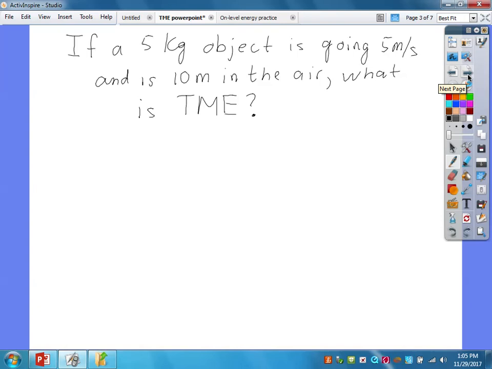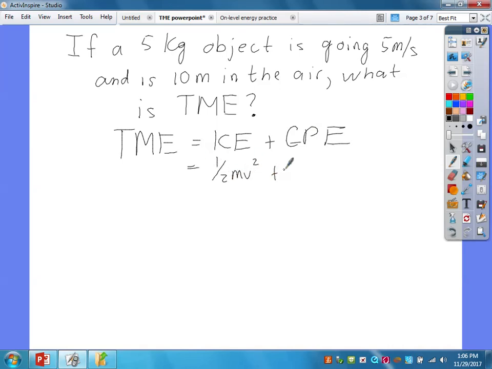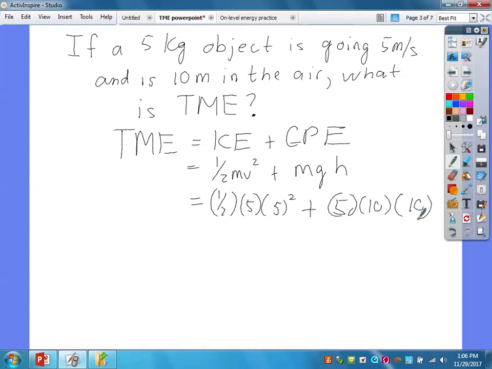So what if we get a question where it just says you have this 5 kilogram object going 5 meters per second and it's 10 meters in the air, what is the total mechanical energy? Well, all I would do is I'm going, okay, total mechanical energy equals kinetic energy plus gravitational potential energy. So kinetic energy is 1/2 mv squared. Gravitational energy is mgh. And I would then just calculate. So 1/2 times 5 times 5 squared plus 5 times 10, I'm going to use 10, times 10. mgh, 10 times 10. And then I basically solve.